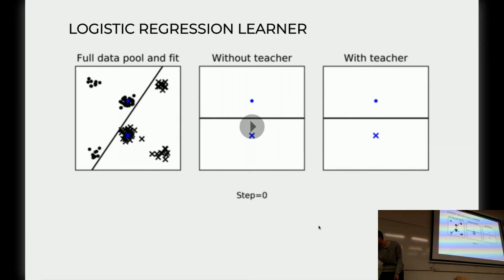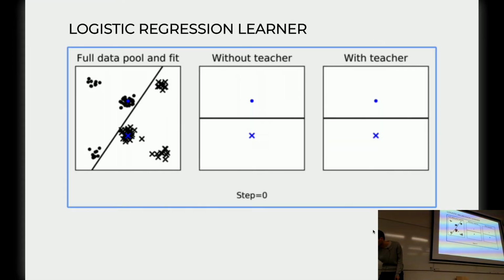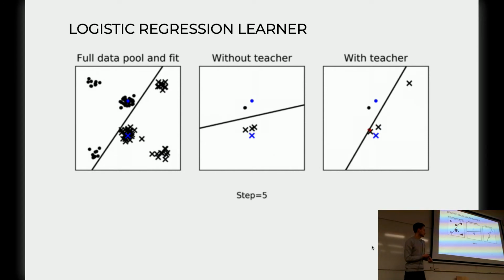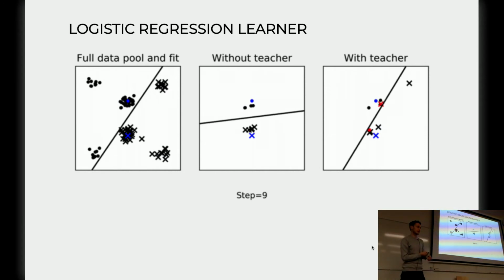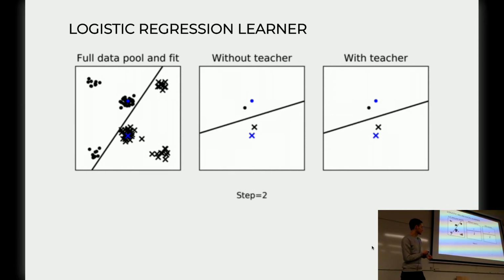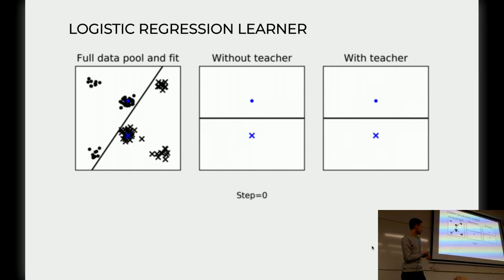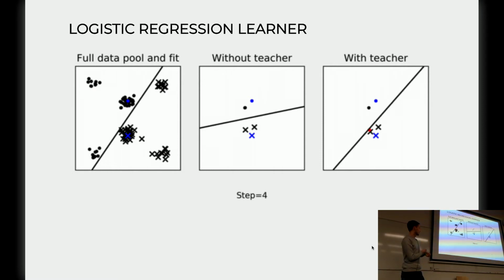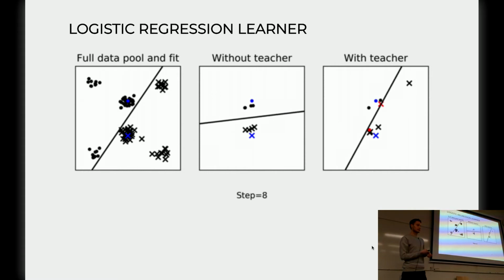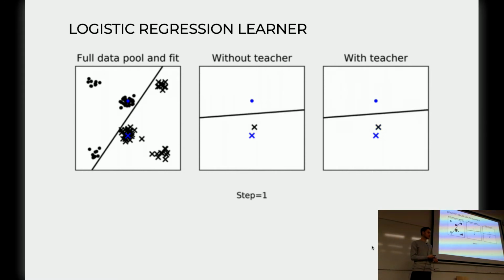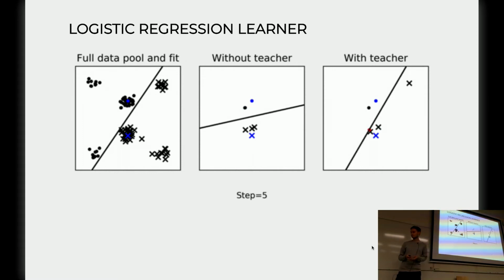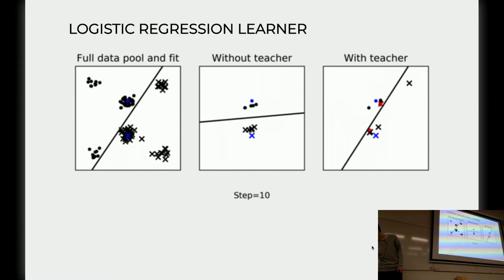So now, what if we have a teacher? It starts similarly, but then the teacher can anticipate what will happen in the future, so it actually switches some labels to make the learner query points also outside of these 2 clusters. And so now, for example, here, the learner is able to learn a much closer fit to the correct decision boundary.